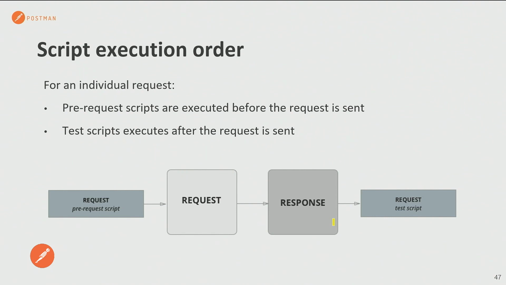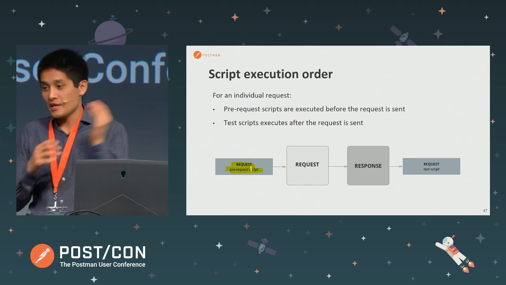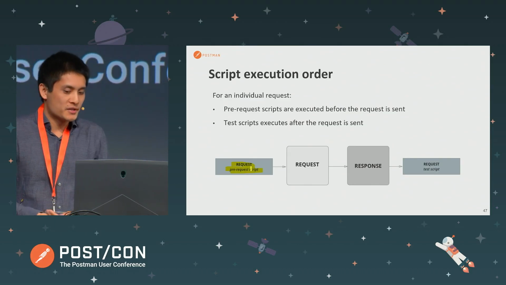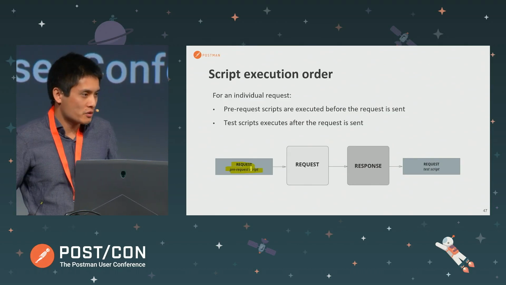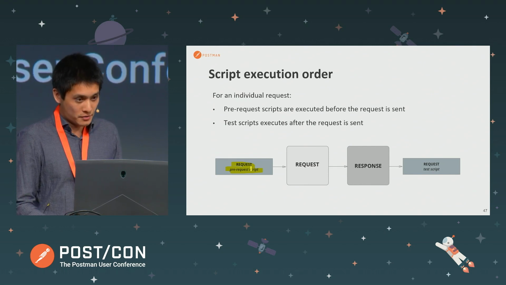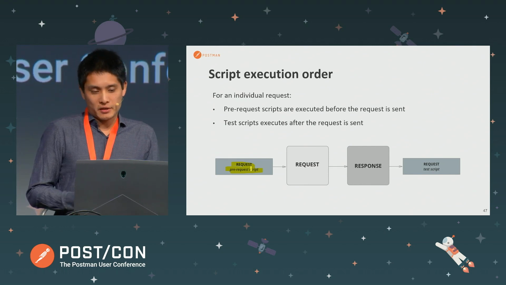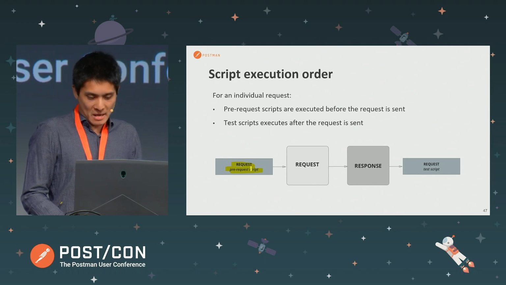So let's have a look at the script execution order. For an individual request, before we actually send a request, we run through all of the pre-request scripts that we define. And you can use this to do things like manipulate the data of the variables or set dates and times before you send the request. So we send the request, we get our response, and then we run through all the test scripts that we define on that request. So that's the basic script execution order.